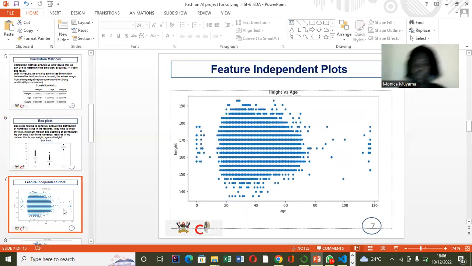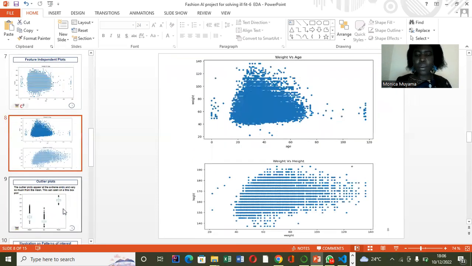In the feature independent plots, I had the height versus the age. It was really skewed towards the left. Then I had the weight versus the age. It was also skewed towards the left. Then when we looked at the weight versus the height, that was at least distributed throughout the graph.